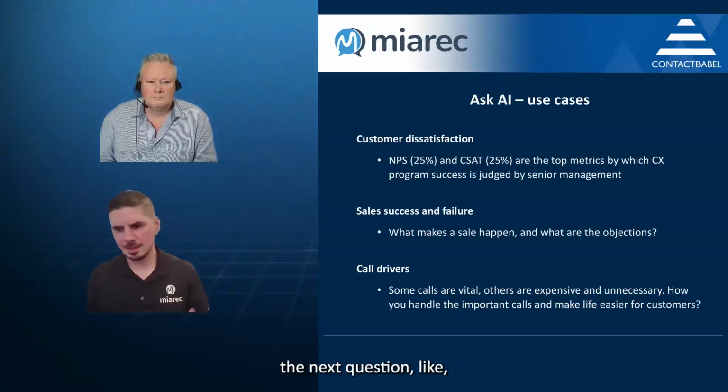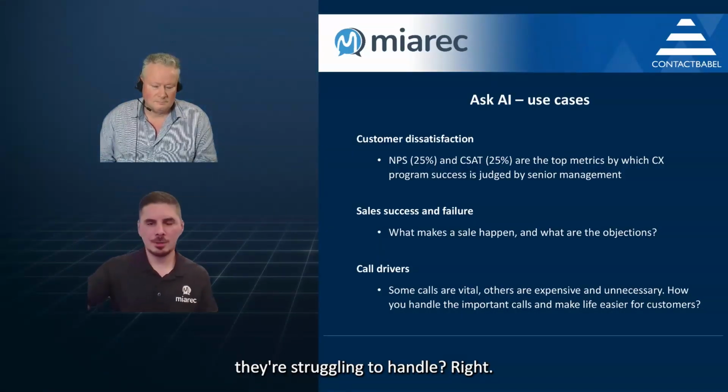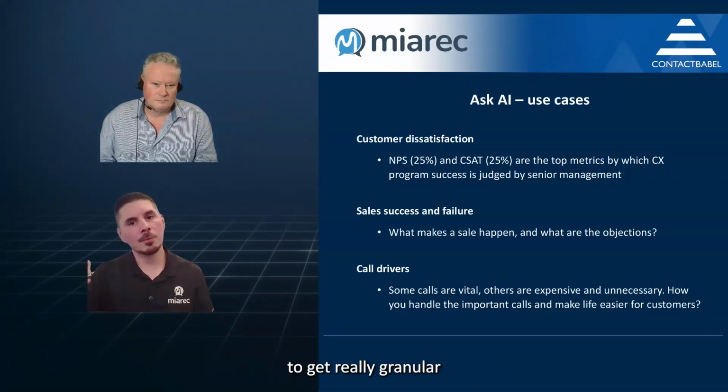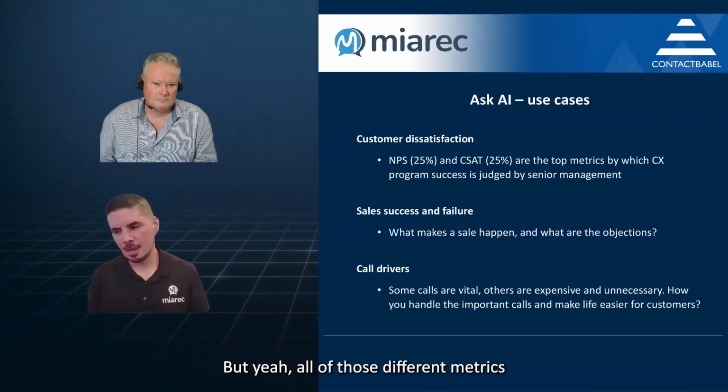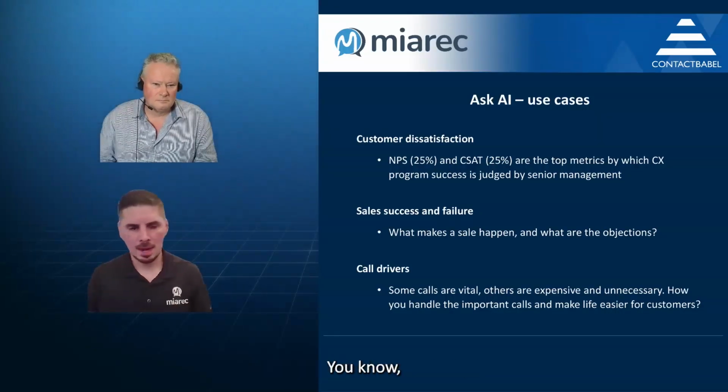And then I can even ask the next question, like, are there any specific objections they're struggling to handle, right? You can continue this conversation with Ask AI to get really granular about these things. But yeah, all of those different metrics you can ask about, right? Like, how many sales have we missed this week and why?